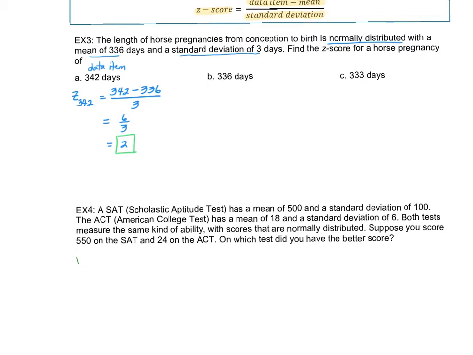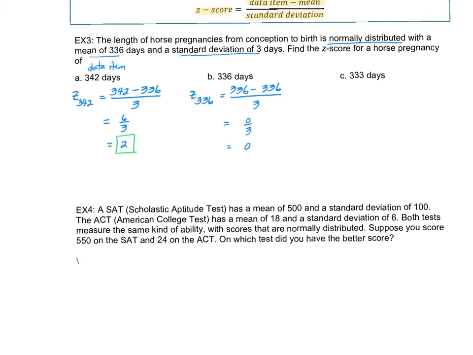What about part B? We want to find the z-score, and I want blue. We were trying to find the z-score for the data item of 336. So it's our data item, 336, minus the mean. Well, in this case, the mean is 336 as well, over the standard deviation of 3. This is going to be 0 over 3, which is simply 0. We would never leave it as 0 over 3. We always simplify to an integer.